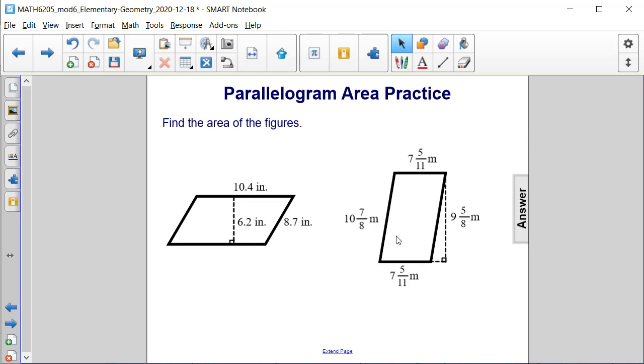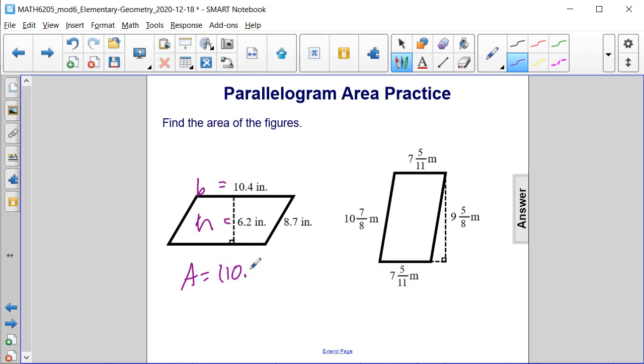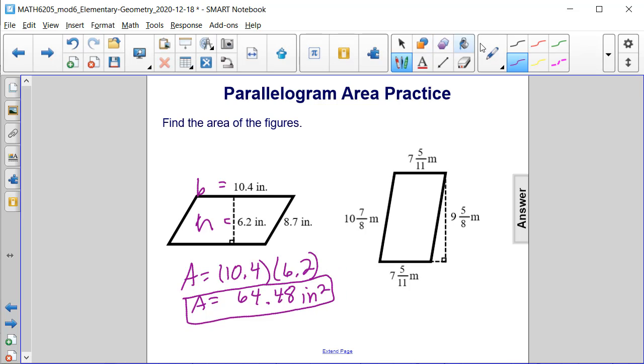Find the area of the figures below. Our first one, we have a parallelogram that has a base of length 10.4 inches and a height that is 6.2 inches. So let's multiply these values together to determine this parallelogram's area. Area equals our base, which is 10.4, or 10 and 4/10, times the height, which is 6 and 2/10. And then if we multiply these together, we end up getting 64 and 48/100 square inches. So that's the area of the parallelogram in the diagram to the left.